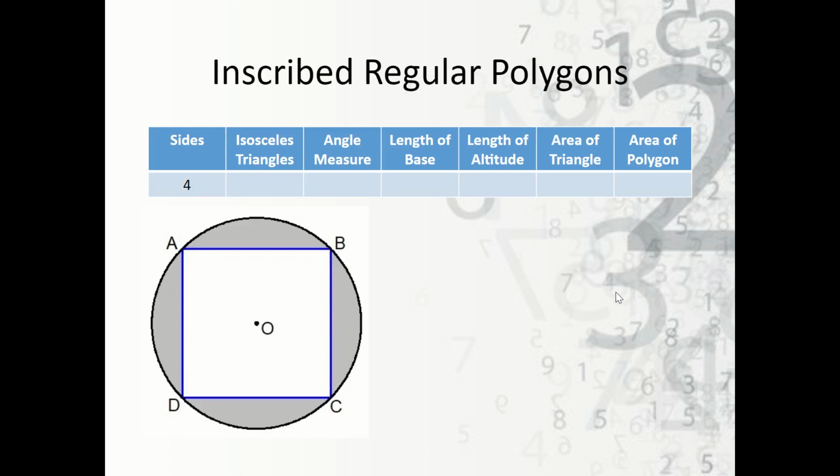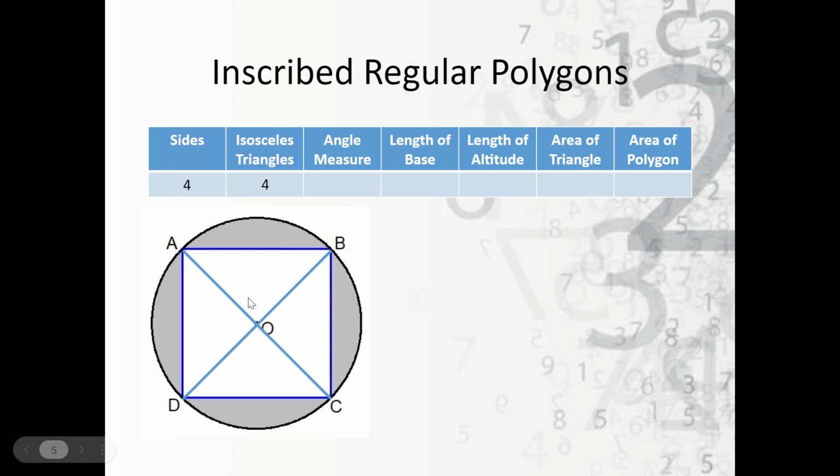Now, in this case, we're given a regular polygon inside of a circle. So we have a square in this case. And the question is, if we were to connect all these dots, how many isosceles triangles would we have? So if we connect the dots, so we draw from the center to each point, notice now we end up with 1, 2, 3, 4 triangles. So what we should notice as we go through this is the number of isosceles triangles is equal to the number of sides. So there's 4 isosceles triangles.